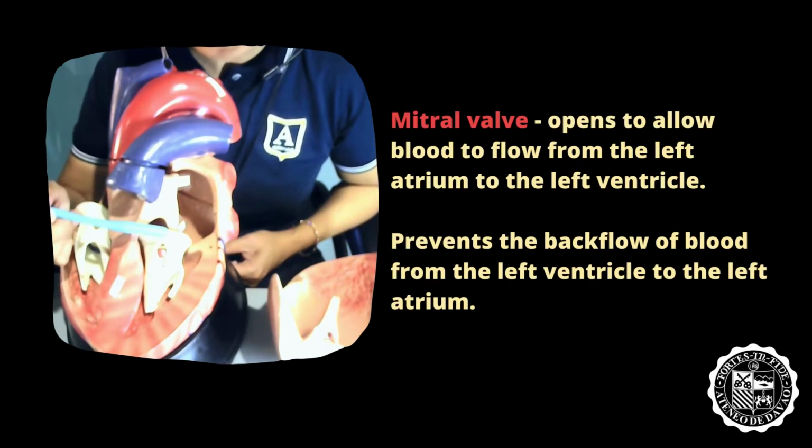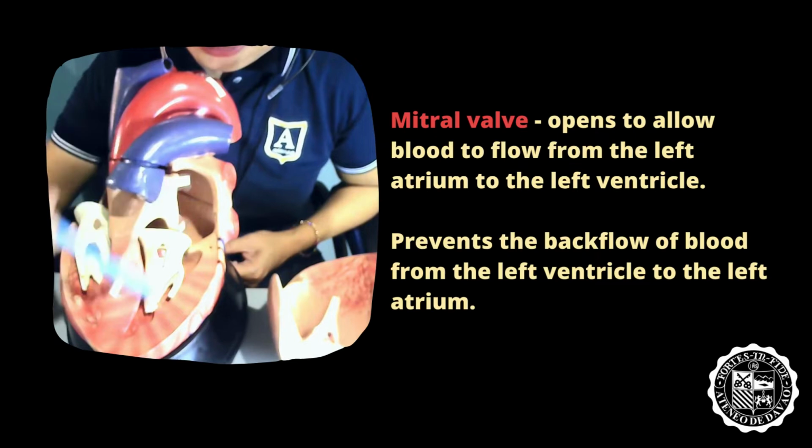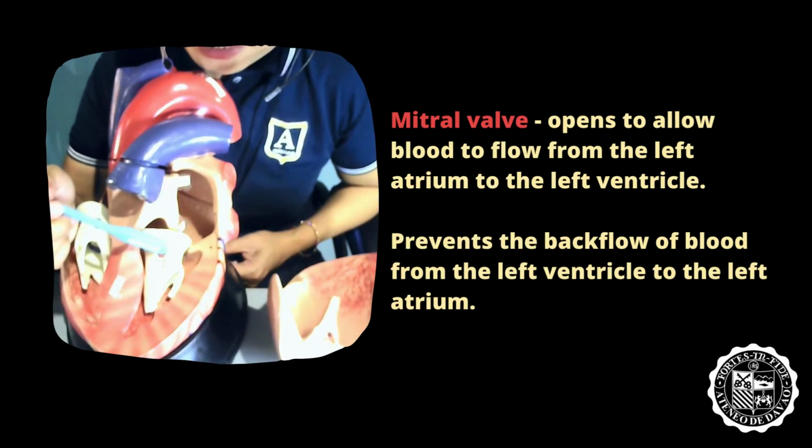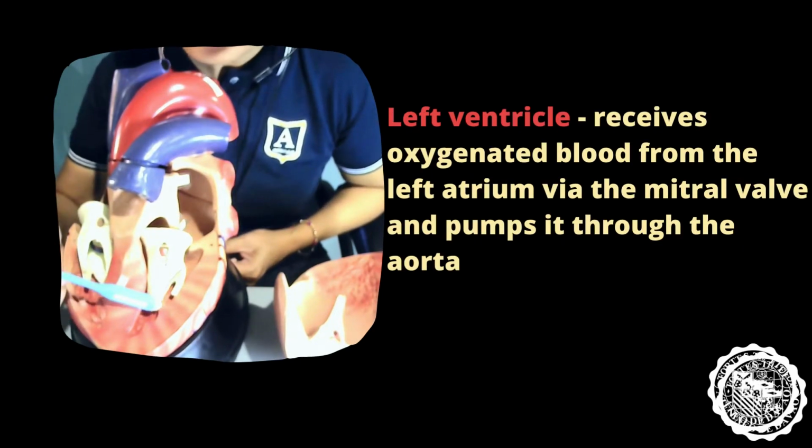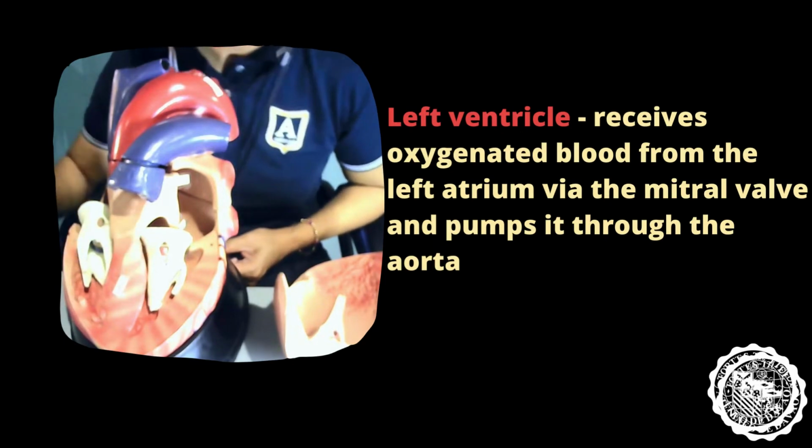This is the mitral valve. It opens to allow blood to flow from the left atrium to the left ventricle. This mitral valve prevents the backflow of blood from the left ventricle to the left atrium. The left ventricle receives oxygenated blood from the left atrium via the mitral valve and pumps it through the aorta. So from the left ventricle, it goes now to the aorta.